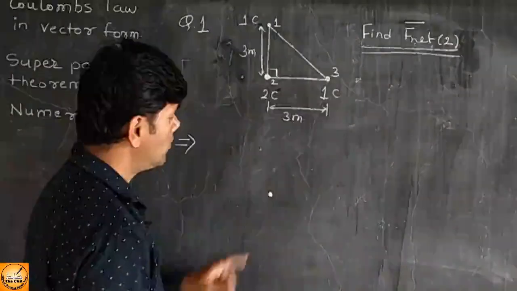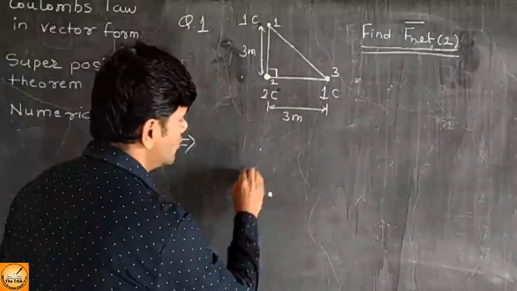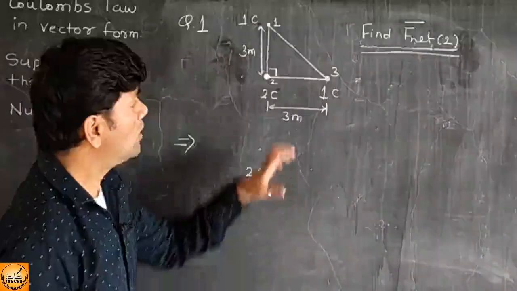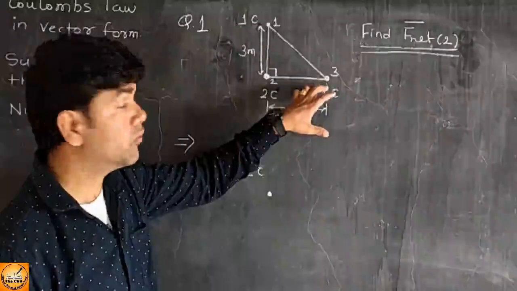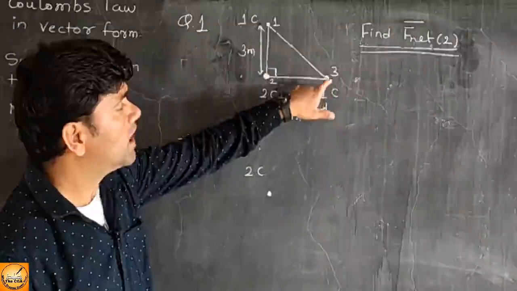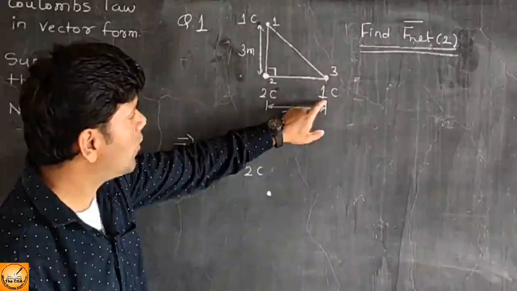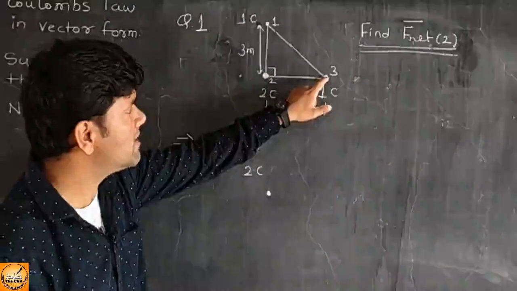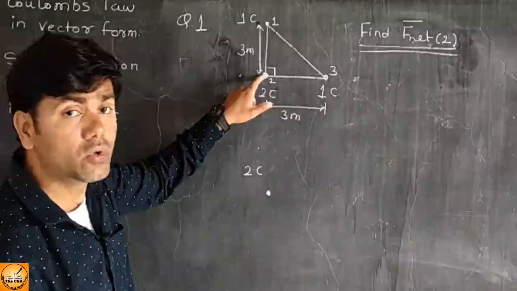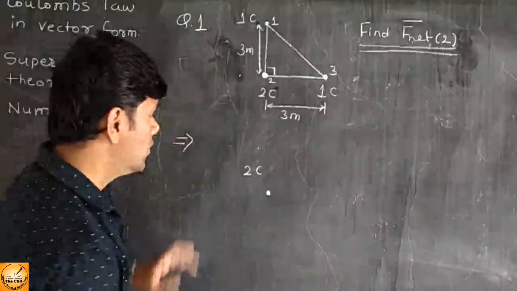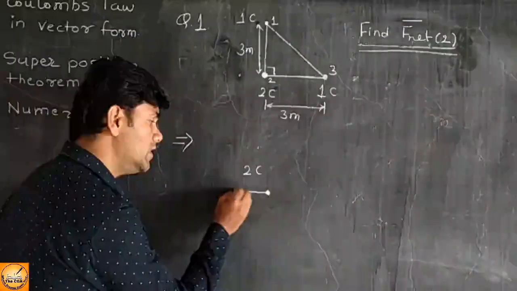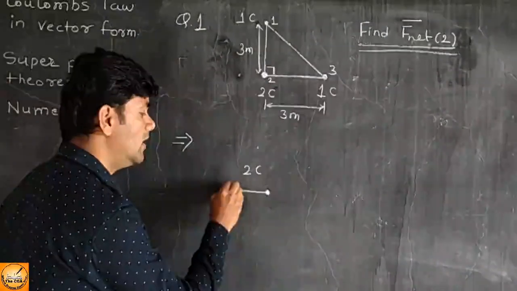So if I want to consider this as 2 coulomb charge, on this 2 coulomb charge there will be a force due to this 1 coulomb charge which is situated at 3. So this third charge is positive, it is also positive. So this charge is going to repel this 2 coulomb charge towards left. So I have to show force on this, that is towards left.